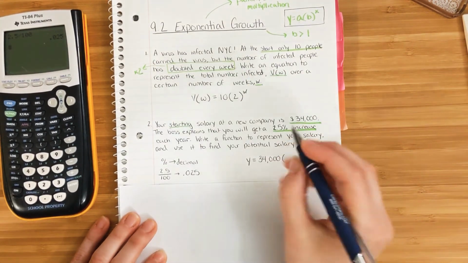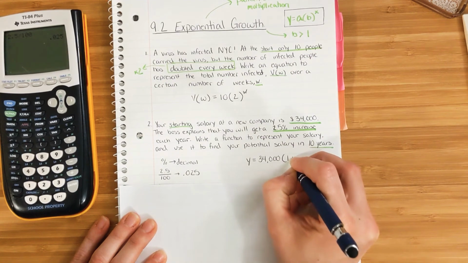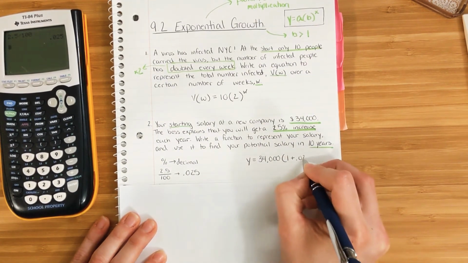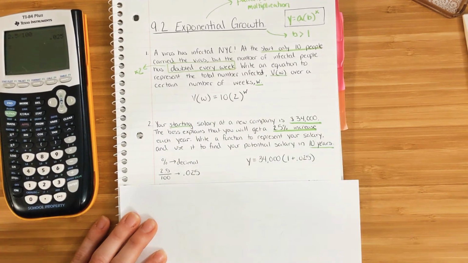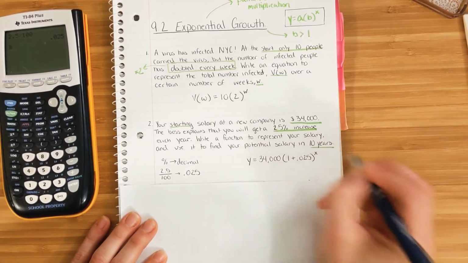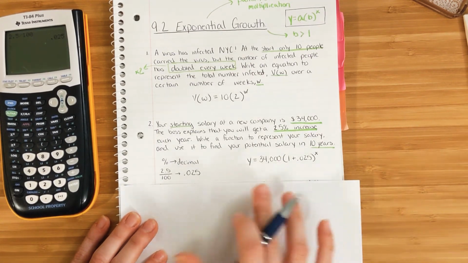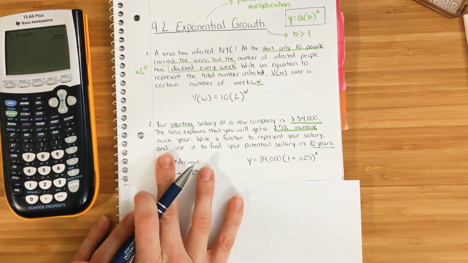Change that whole thing into a decimal, or what we like to do in algebra, when we know that it's growth, we take 1 plus the decimal that we just used, 0.025, and we raise it to our independent variable x, which in this case is going to represent years. We'll do some more practice with that when it comes to practicing both growth and decay at the same time. But in general, here's our function to represent your salary.